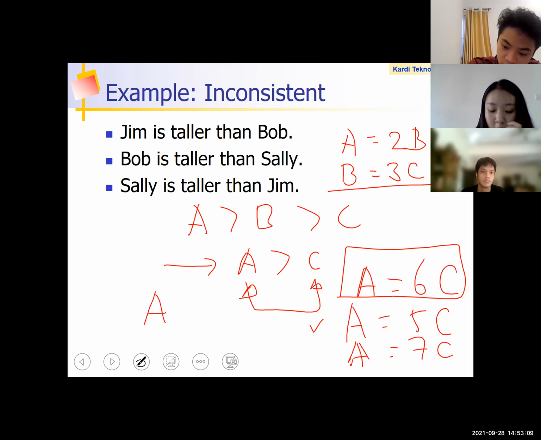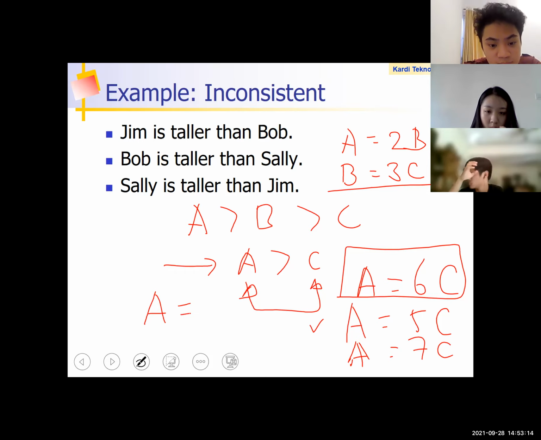I like apple just 3 times of cherry. No, sir, it's not consistent, because 3 cherry is like the same as B, so it's illogical. Really? If C is 1, A becomes 3, right? If C is 1, A becomes 3.